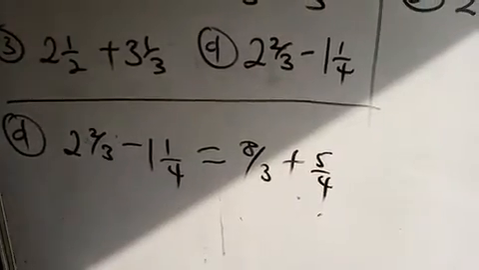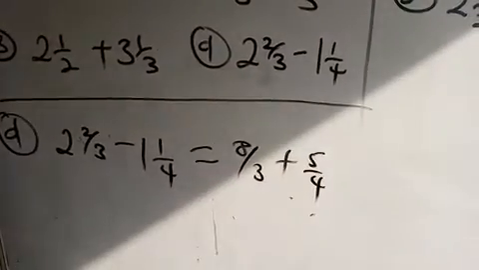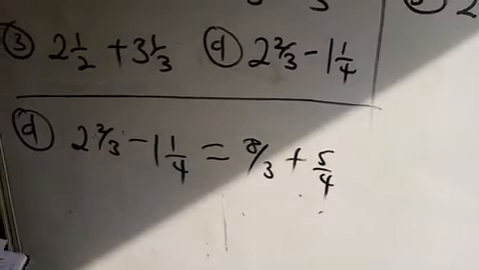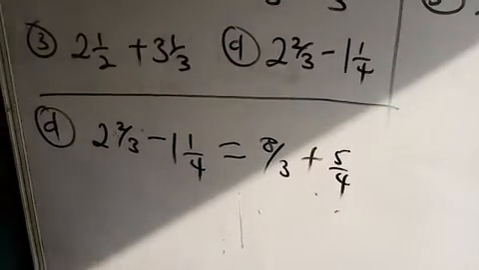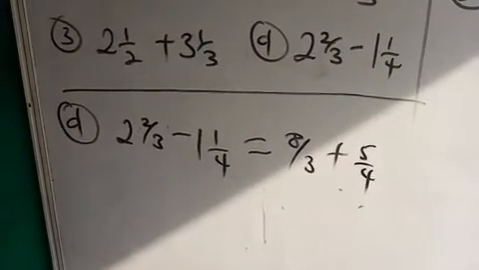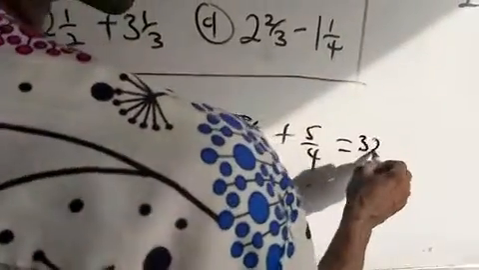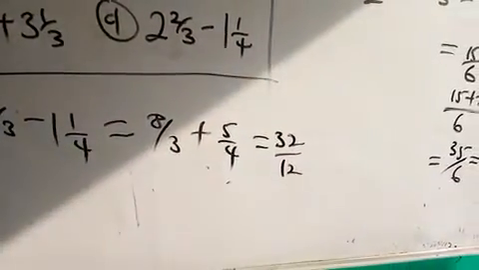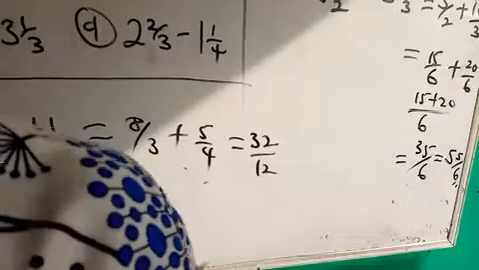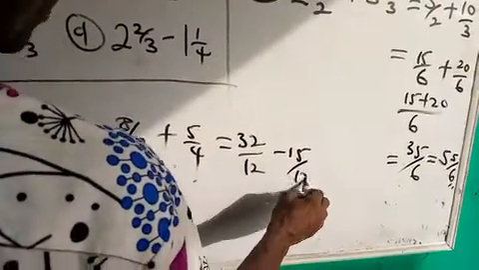Therefore, this one now is an unlike denominators. We need to change it now so that we look for the equivalent fraction of both of them. I think it's going to be 32 over 12. And the other one is going to be what? I think it's going to be 15 over 12. Therefore, we now have the same.